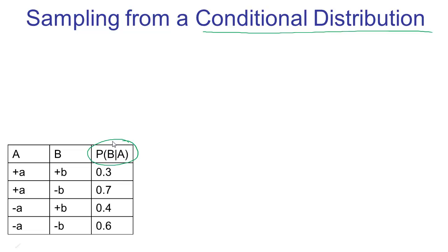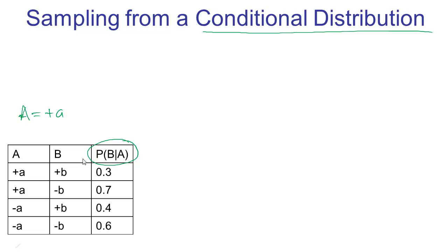Turns out we can't just directly sample from this. To sample from a conditional distribution, somebody needs to tell us what the value is of the conditional variable. So in this case, somebody would need to tell us what value A is taking on. Let's assume that person told us that A equals plus A. Now we can sample from the conditional distribution of B given A equals plus A.